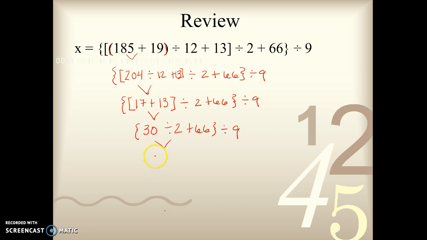of operations. So 30 divided by 2 is 15. Oh, we're getting close, guys. 15 plus 66 is 81. Drop those parentheses because now I don't have any more operations to do in them. So now I'm down to 81 divided by 9, and my answer is 9.